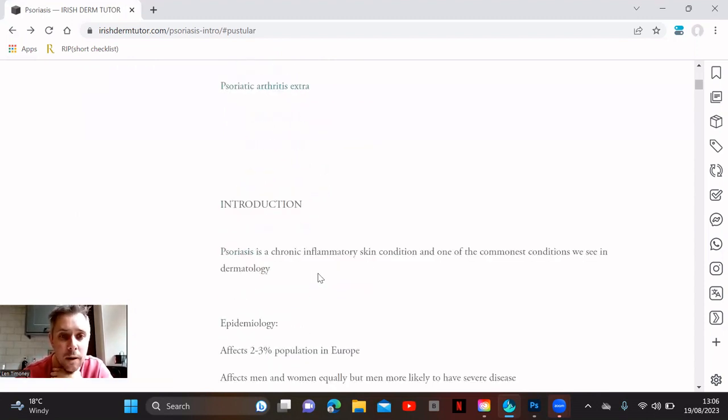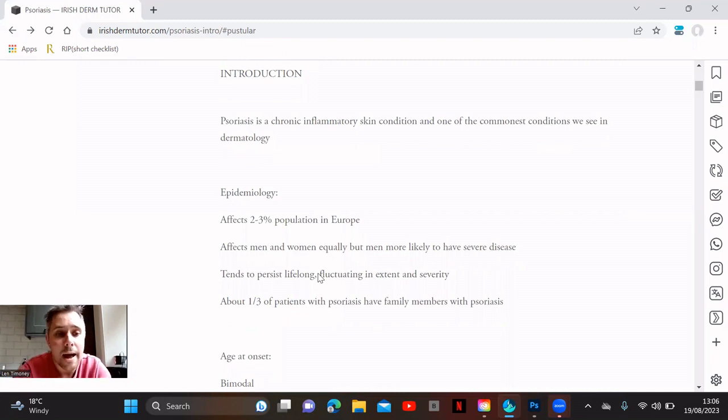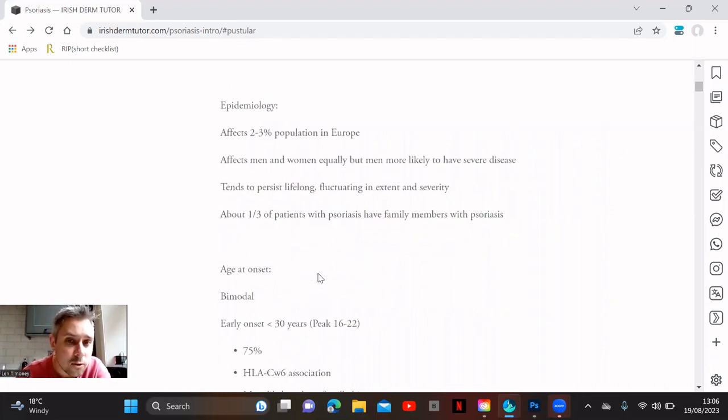So we'll go ahead and get started. So, psoriasis, as I said, is extremely common, and it's a chronic inflammatory skin condition and one of the commonest conditions we see in dermatology. It tends to affect about 2 to 3% of the population in Europe, and it affects men and women equally. But men are more likely to have severe disease, and it tends to persist lifelong, but it fluctuates in extent and severity. And about 1/3 of patients with psoriasis will have a family member with psoriasis.